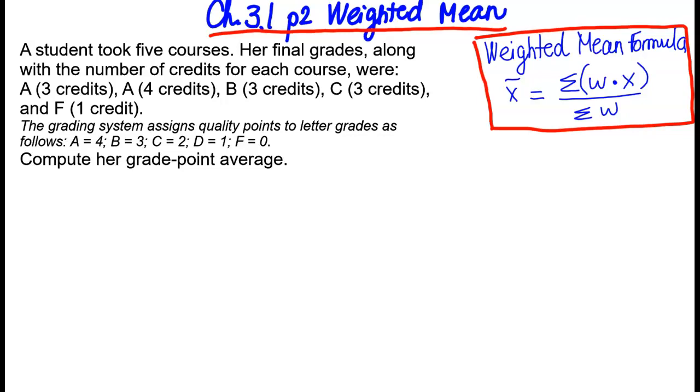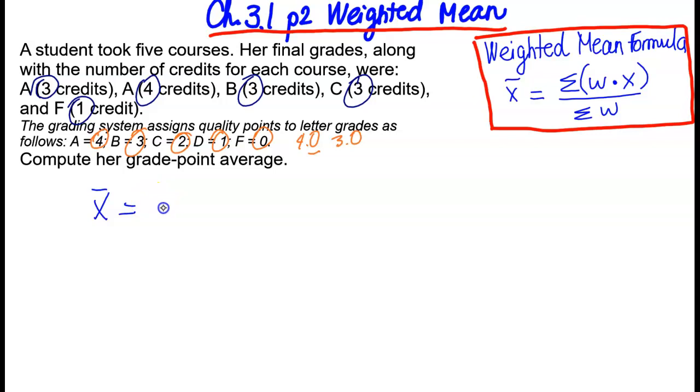We will start with identifying what the weights are and what the values of each category are. The weights would be the number of credits that she took in each class: 3 credits, 4 credits, 3 credits, 3 credits, and 1 credit. The value of each category is 4 for A, 3 for B, 2 for C, 1 for D, and 0 for F. Actually, this is 4.0, 3.0, and so on. And you will see later why I pointed your attention to this decimal.